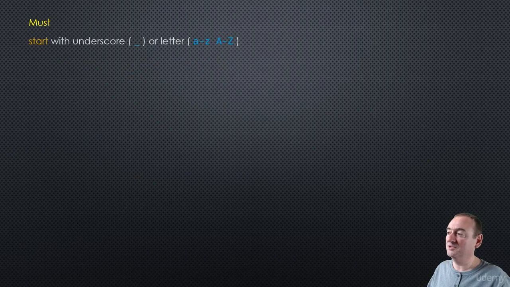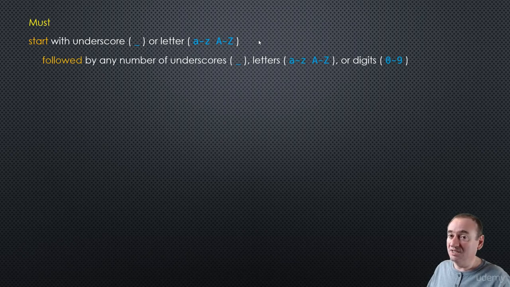Let's start with the musts first. They must start with an underscore or a letter, A through Z or capital A through Z. Now, this is actually a little stricter than reality, because you can use other characters besides A through Z, but you have to be a little bit careful about which ones you use. It gets a little more complicated. You can also use Unicode characters, but I'm sticking to the ASCII set, basically. So be careful with that. The easiest is just to stick to A through Z for the letters.